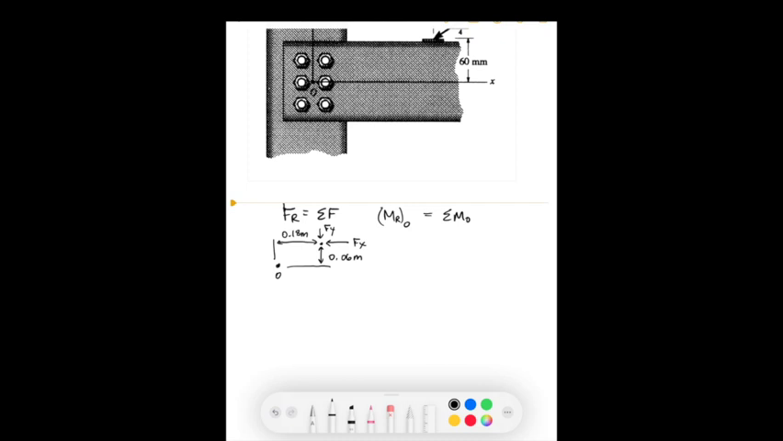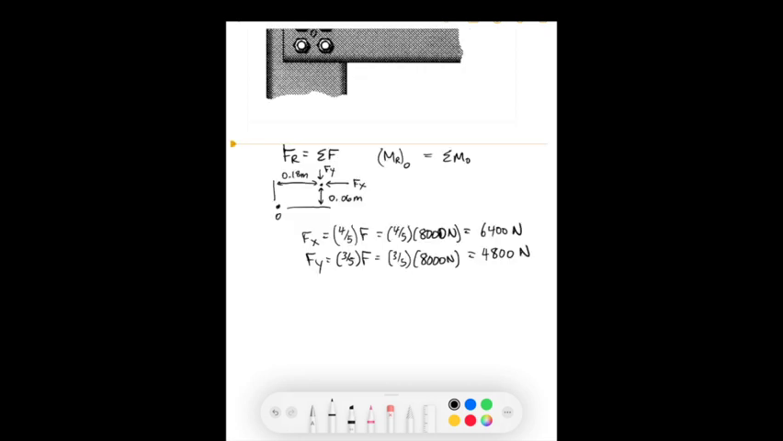Well, we're given a triangle here, so we know that the force x is equal to 4 over 5 times the force, which we're told is equal to 8,000 newtons, so 6,400 newtons. For y, it's 3 over 5, so that's 4,800 newtons. So at this point, we'll find the moment.